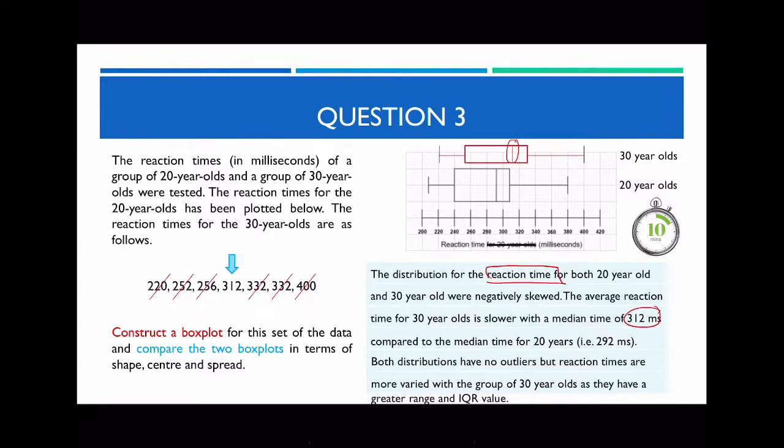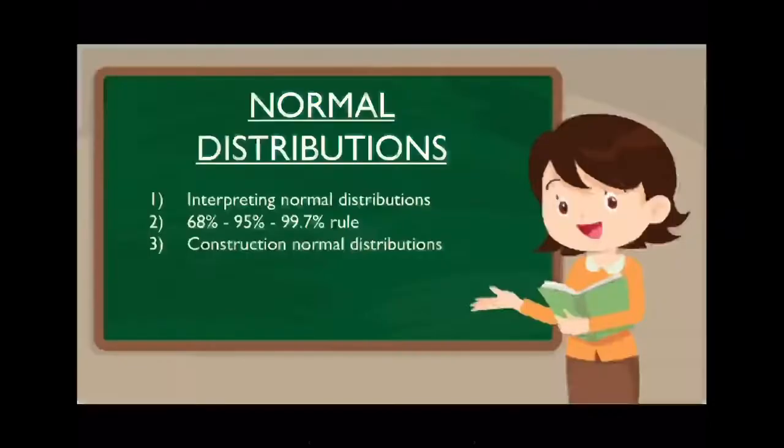Then I said both distributions have no outliers. However, the reaction times are more varied with the group of 30-year-olds, as they have a greater range and IQR values. And to make this answer even better, you would include the values, but obviously I didn't have space, so I didn't bother including them at all.